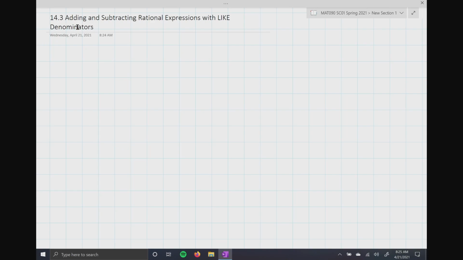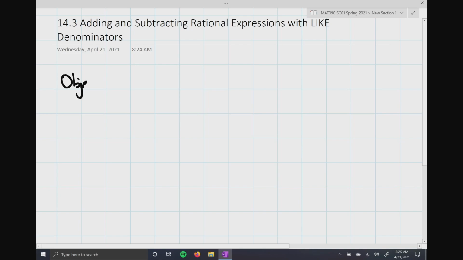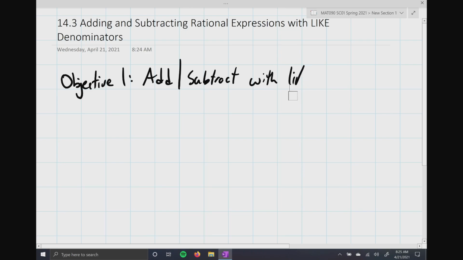All right. Now, this one's going to be, for us, a little easy, okay? The reason I'm saying that is I hate repeating myself so many times because I sound like a broken record. You already have the techniques that you need to do this. So here's our first objective. We're just going to add or subtract with like denominators.